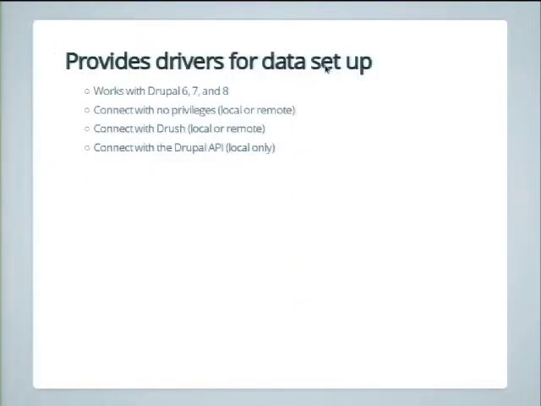The black box is connecting with no privileges. Your tests can run locally or remote. And that's the thing, the tests can be anywhere. For black box testing, they don't have to be on the same server. You can run them across the network. For Drush, it can be local or remote. There's some Drush alias configuration that you need to do. And then there you can connect with the Drupal API. The limitation of the API is that you actually have to be on the same machine in order to bootstrap Drupal, and it's going to bootstrap it and use the API.